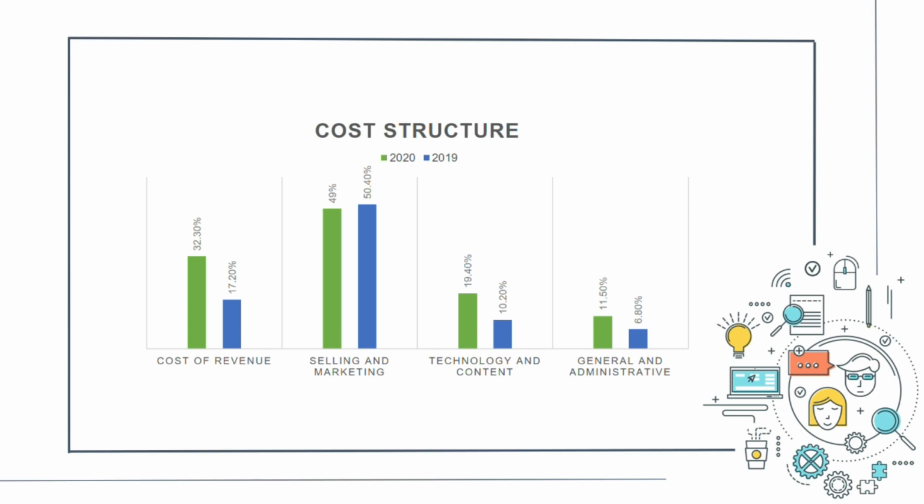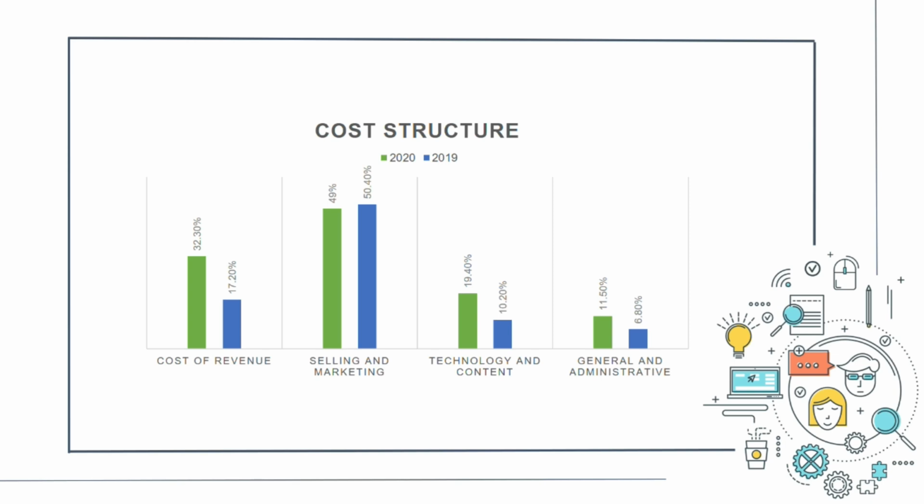For the technology and content, in 2019, it shows 10.20% compared to 2020, which is 19.40%. The technology and content decreased by 216 million for 2020 compared to 2019, which primarily reflects the lower personnel and related costs, including the lower incentive compensation costs.